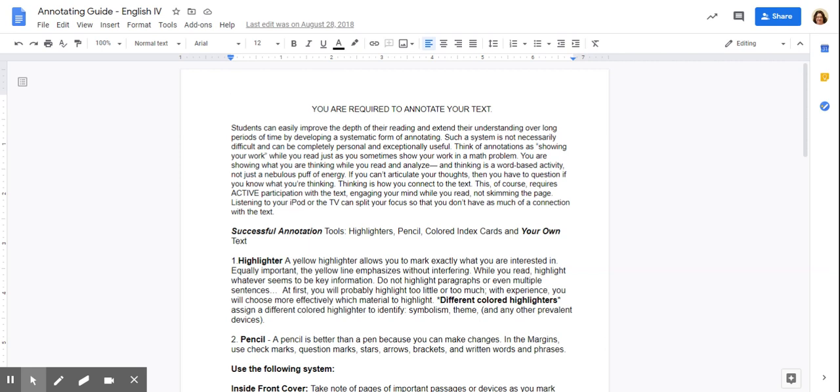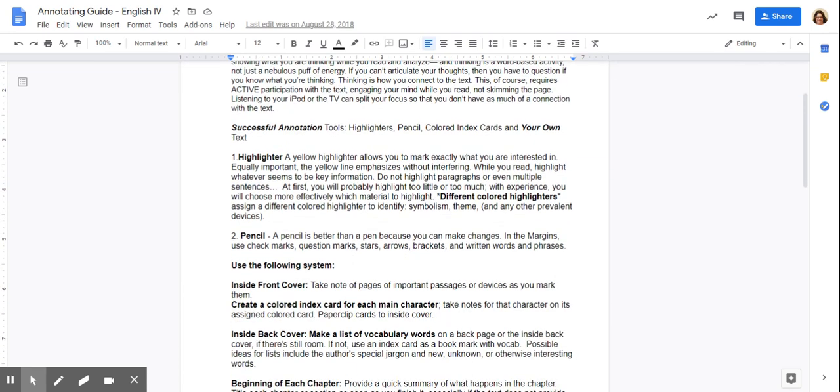It talks in this paragraph, which I'm not going to read, about what annotations actually are. It's basically just showing your work, showing your thoughts, making notes about your thoughts as you're doing the reading. You do need to have a few tools. You need to have some highlighters and maybe even different color highlighters, because different color highlights could mean different things, and you can set up that system.